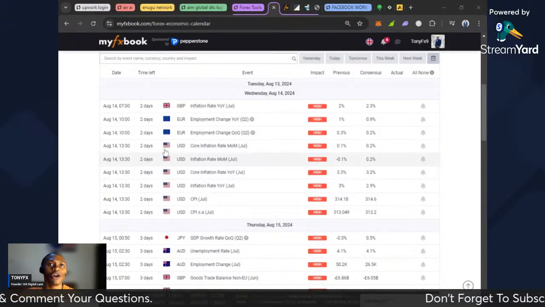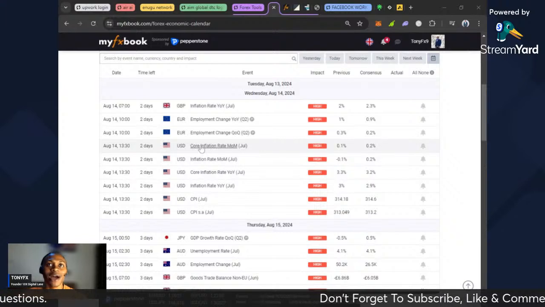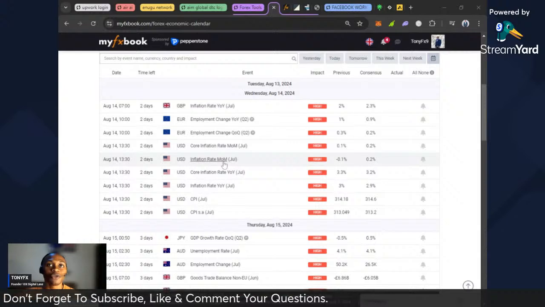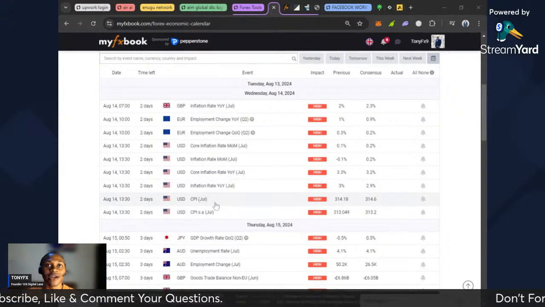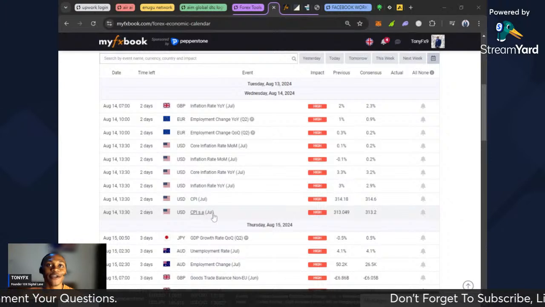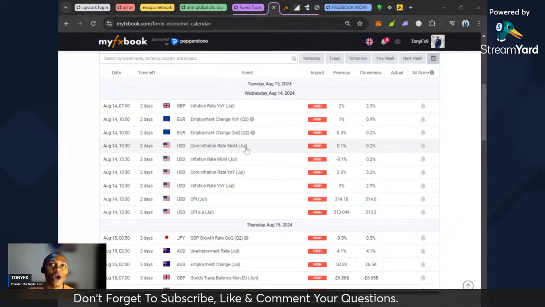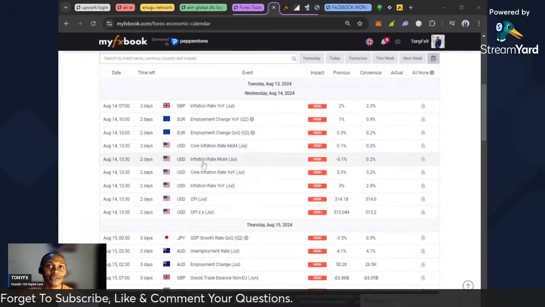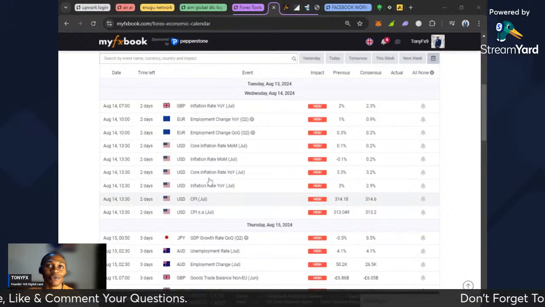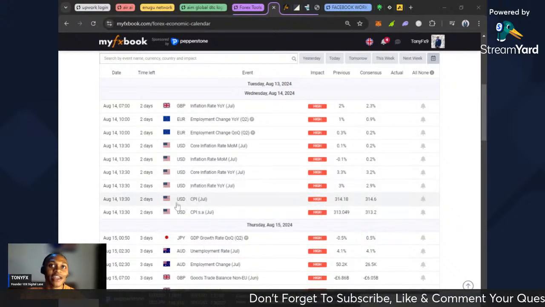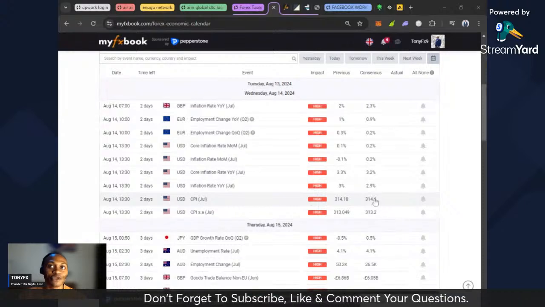Then New York session for the United States dollar, we have core inflation rate month over month. We have inflation rate month over month. We have core inflation rate year over year, inflation rate year over year, CPI for July, CPI SA for July. The one we'll be looking at mainly is CPI. Core inflation rate month over month is a derivative of CPI. Inflation rate month over month is a derivative of CPI. Core inflation rate year over year is a derivative of CPI. Inflation rate year over year is a derivative of CPI. So be watching out for CPI.